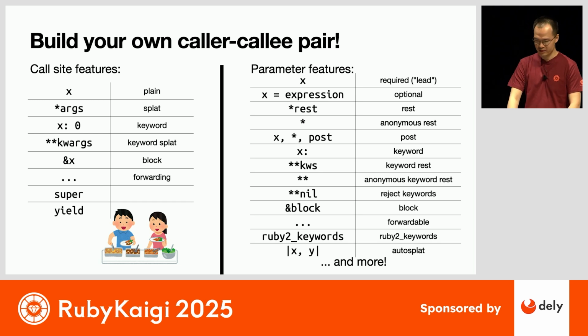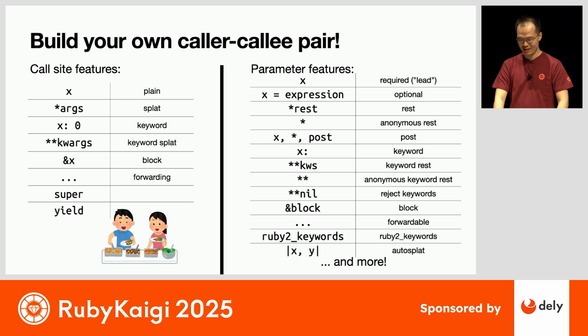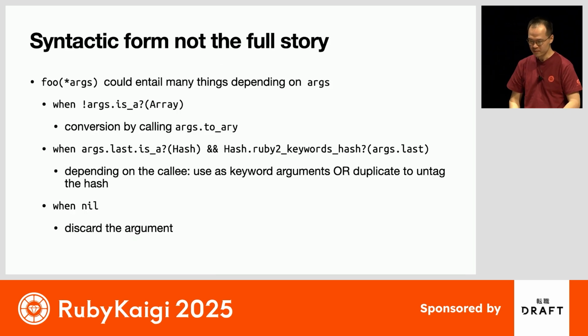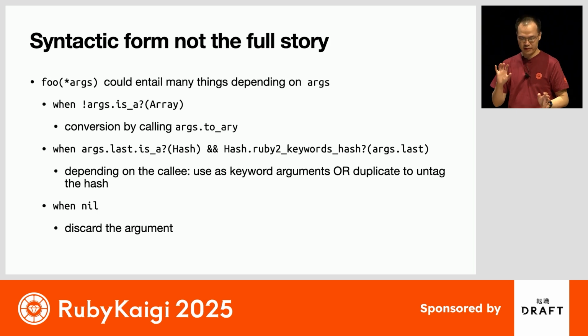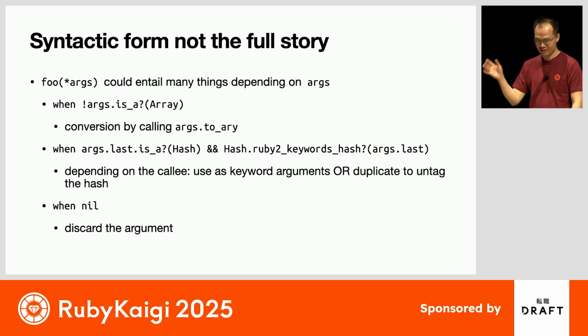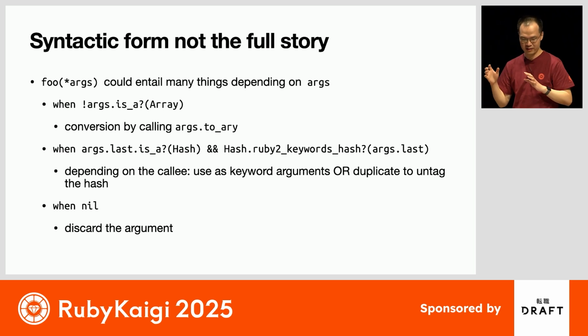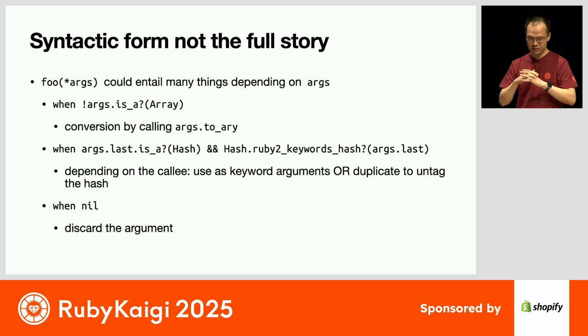Making this table was a good exercise, but I realized that picking combinations off of it wouldn't be super engaging. But luckily, this isn't the full story. The features you use are sort of the syntactic form of the call pair, but at runtime, depending on the nature of the things you're passing, a lot of things can happen. So many features work differently depending on the actual arguments you pass.